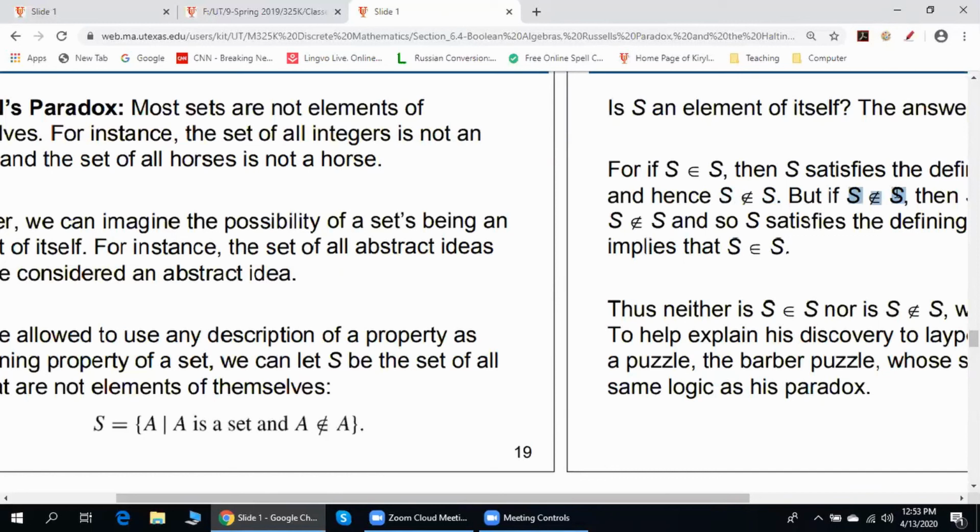Now, case 2. Suppose S is not an element of itself. Since S is not an element of itself, it does satisfy this property. Correct? Yes. Since S does satisfy this property, S is from here. Since S is from here, S is an element of itself, which is exactly what is written here. We got a contradiction. S is not an element of itself, and S is an element of itself. In both cases, we got a contradiction. Does this answer your question?